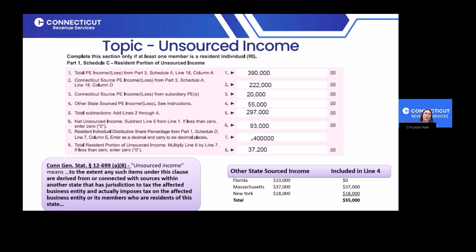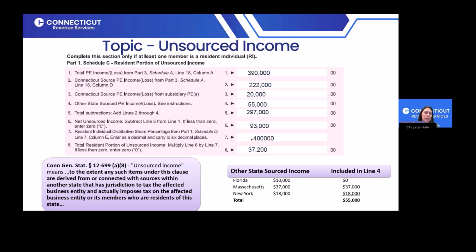So topic number 2, how do we determine our unsourced income? This has been a question that a lot of you have asked, and I hope that we can clarify it in this example right here. I have down at the bottom just a snippet of our statute 12-699(a)(8), unsourced income. Please note, this is only a small portion of it. You can visit our statutes to review the full section, which really is the details of lines 1 through 4 up in Part 1, Schedule C.